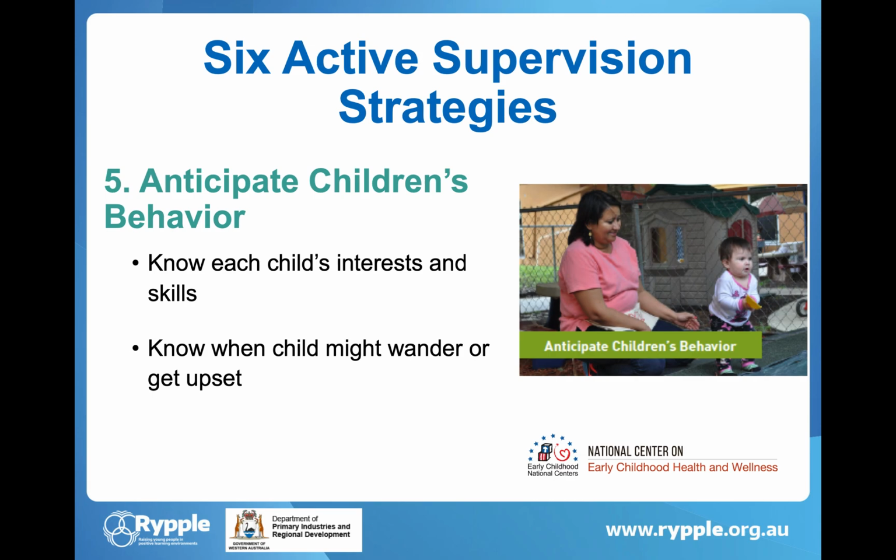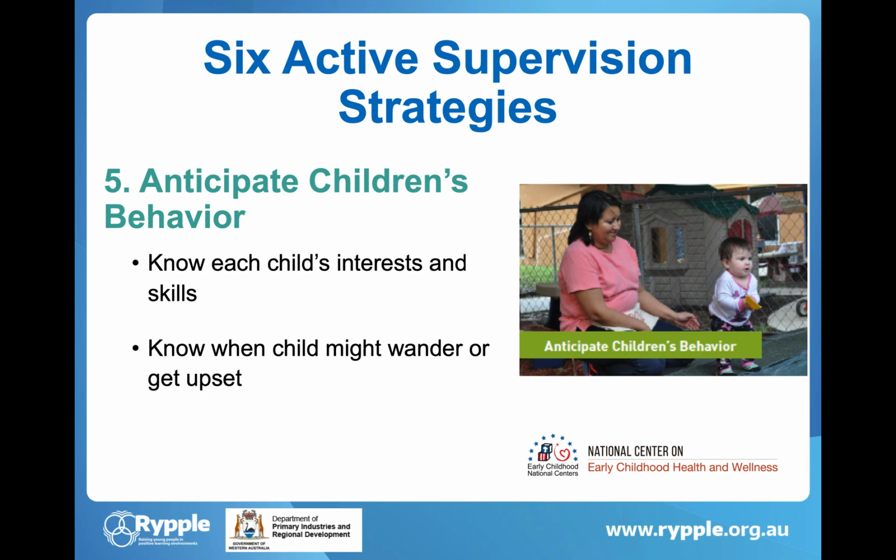Number 5, anticipating children's behaviour. It is really important for educators to know each child's interests, abilities and skills, and also know when they might wander or get upset, so that staff can use this to predict what children may do. They also use this to create challenges for children who are ready for it and support them in succeeding.